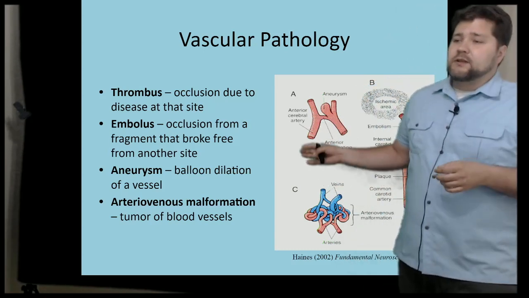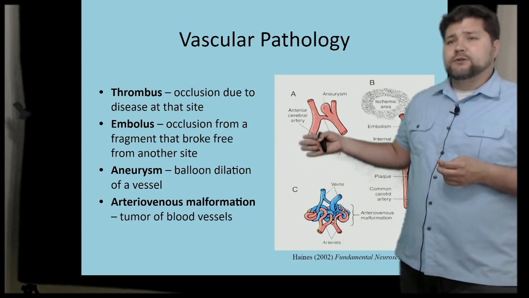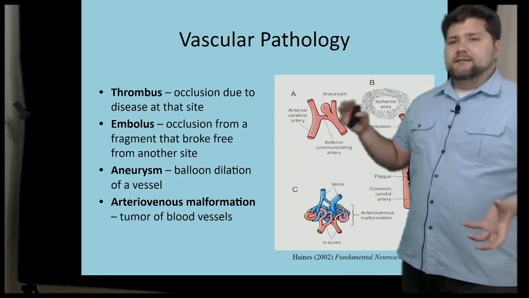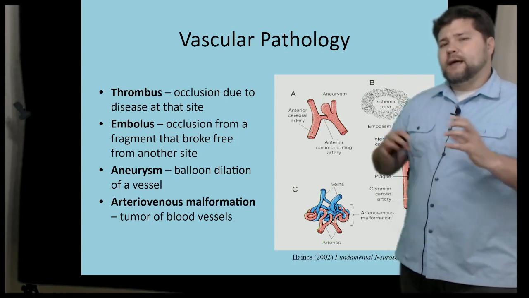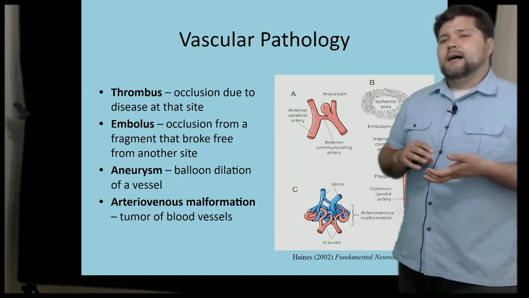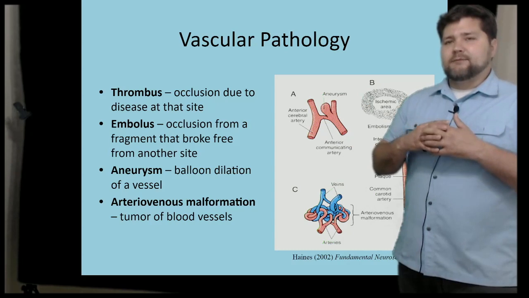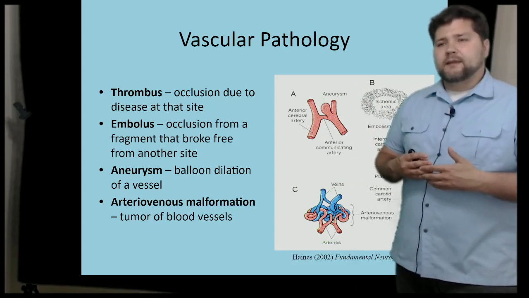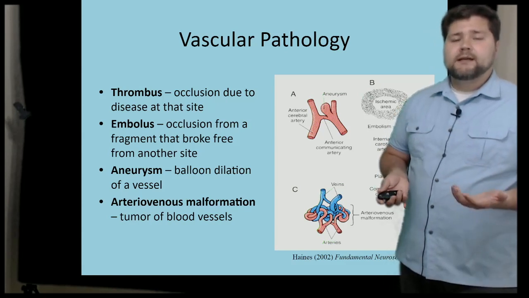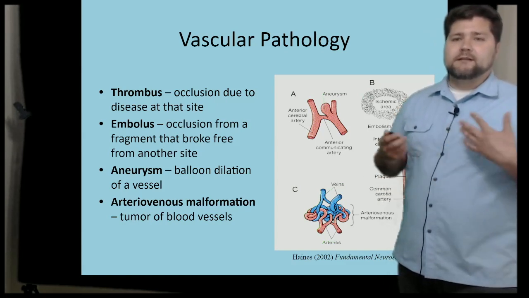And then the other one you can get is an AV malformation, or an arteriovenous malformation, where it's just a communication between arterioles and venules without going through a capillary bed. Which means you just bypass that system altogether. No nutrients are being expelled from the vessels as a result, and that just leads to ischemia there.